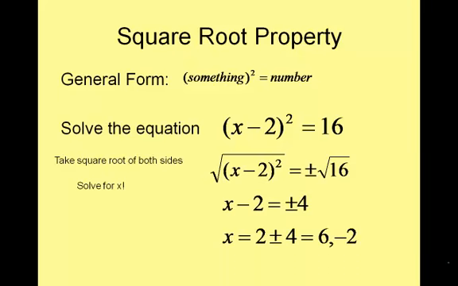And then you want to solve for x, so take the negative 2 to the other side. So you get 2 plus or minus 4. So you get 2 plus 4, which is 6, and 2 minus 4, which is negative 2.